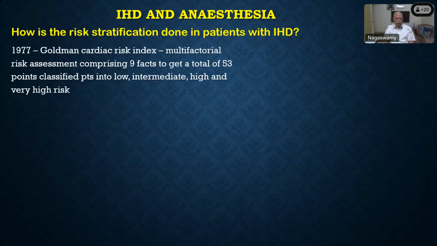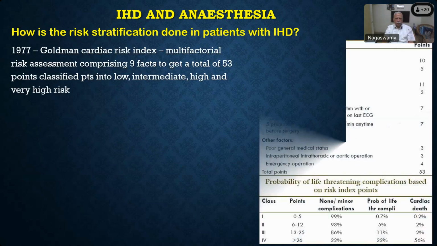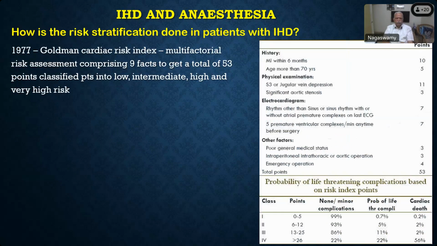In 77, Goldman Cardiac Risk Index was used, which is a multifactorial risk assessment taking 9 factors into consideration, and a total of 53 points classified the patients into low, intermediate, high, and very high risk. So these are all the points that you have to take: history, physical examination, ECG changes, and other factors.